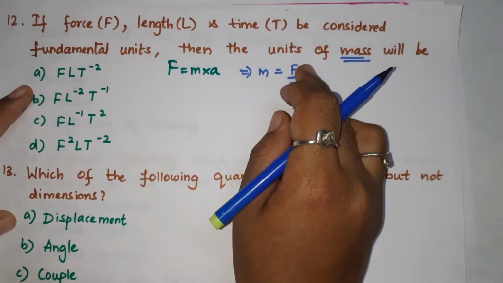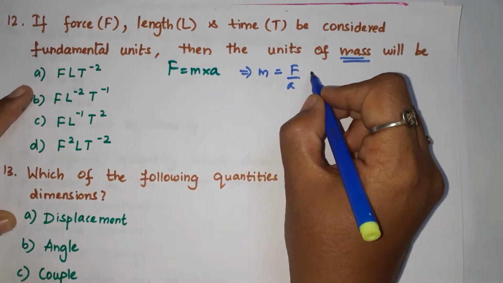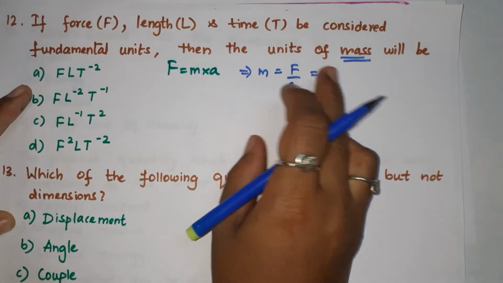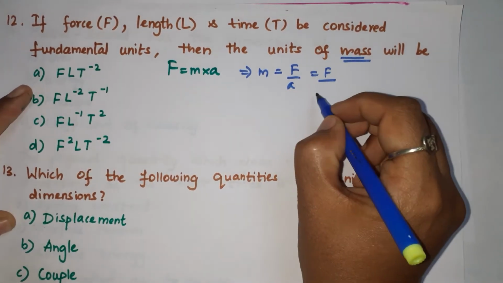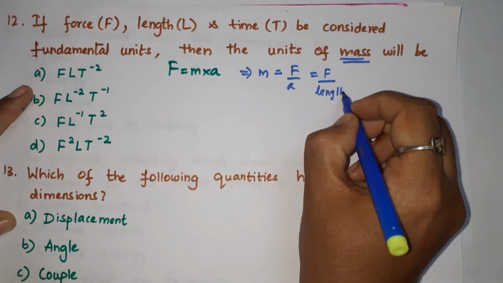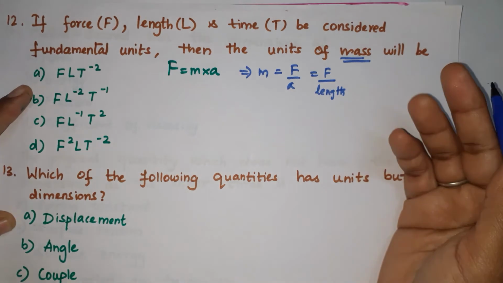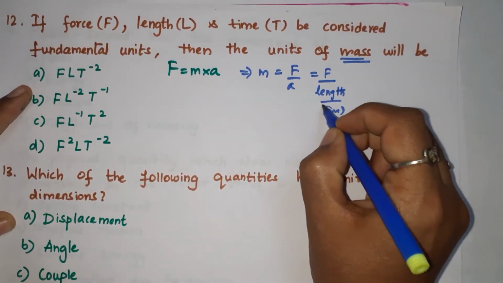So we should know what force is. In this question, if force is F, we directly take it as F, as per the question. And what is acceleration? Acceleration is nothing but length by time squared, that is, we can take velocity by time, right? Length by time squared. How can we take this as length by time squared?